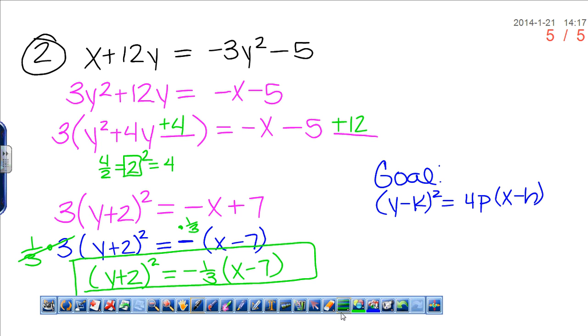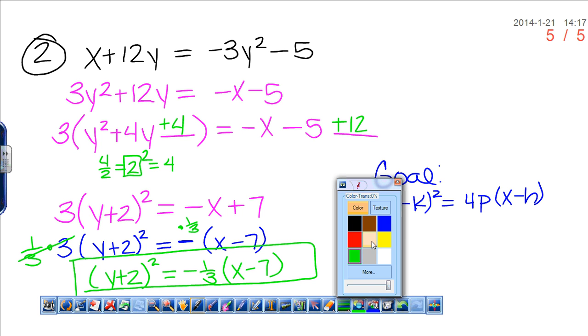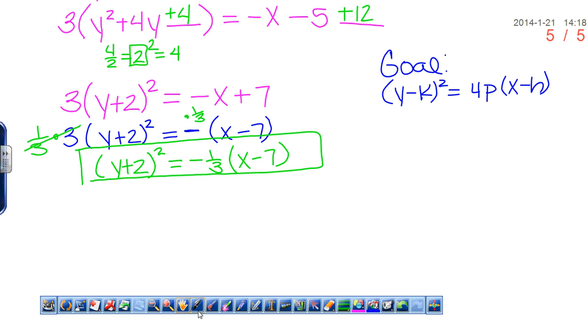Okay? Now, before you keep going, let's talk about your p-value. How would I find my p-value here? 4p is equal to negative 1/3. Good. Divide by 4, or think about multiplying by 1/4. So P is negative 1/12. You cannot shy away from the fractions. There are fractions on these top 4 problems strategically to make you practice with them. Do not just decide that because you see a fraction, you're going to stop. Okay? Get your common denominator and work your way through.